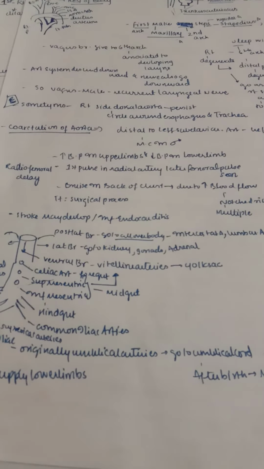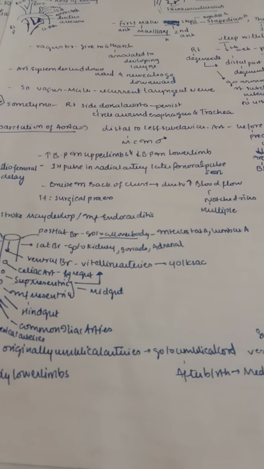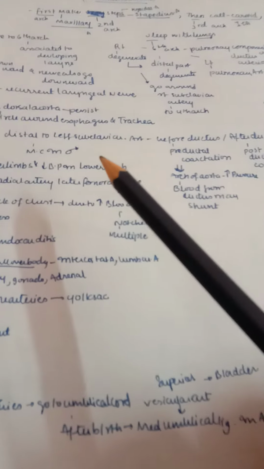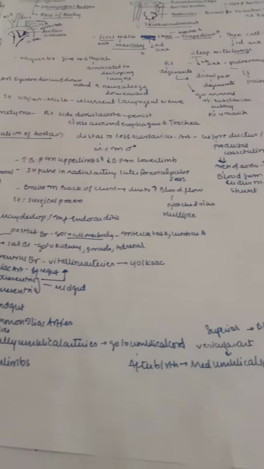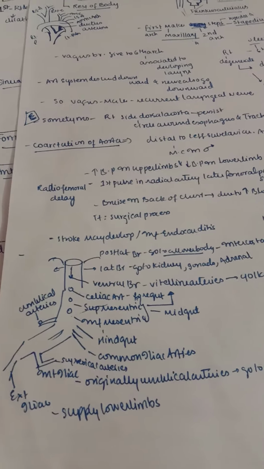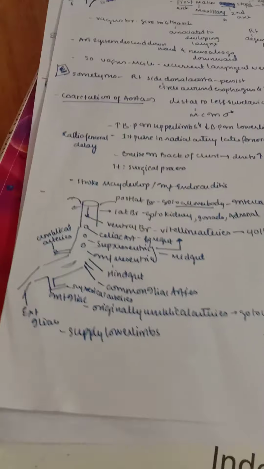Now let us see one example here, coarctation of aorta. It is mainly distal to the left subclavian. This coarctation of aorta, I think this is not needed now. We can discuss it in pathology in detail.